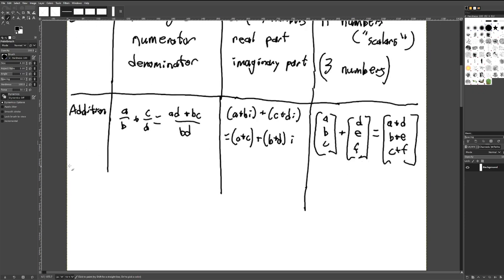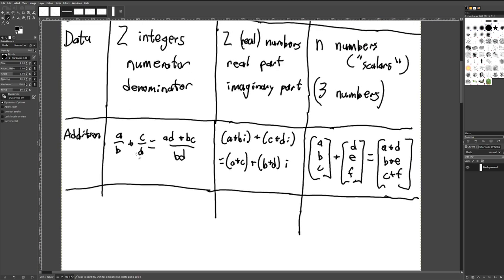So there's addition, and so you might ask, okay, so these things all add differently. Like, this is clearly different than these guys. These guys all add component-wise. The real parts add together and the imaginary parts add together, and these guys add straight across. But this thing we cross-multiplied in this funny way. So how can you say that this is addition and this is addition when they're different?